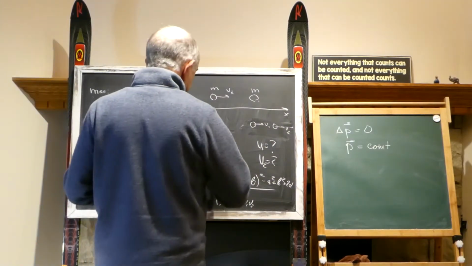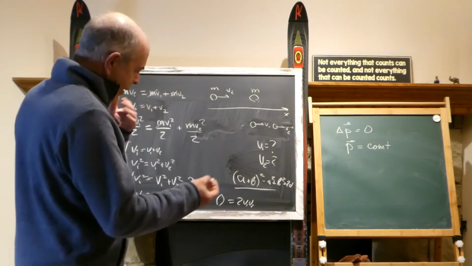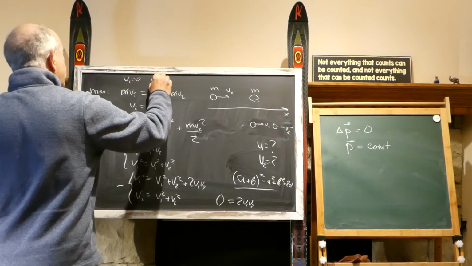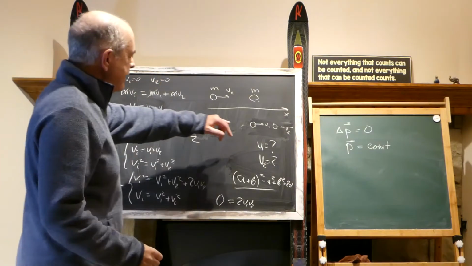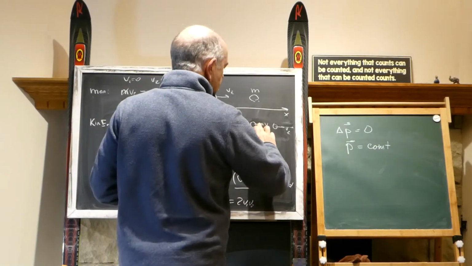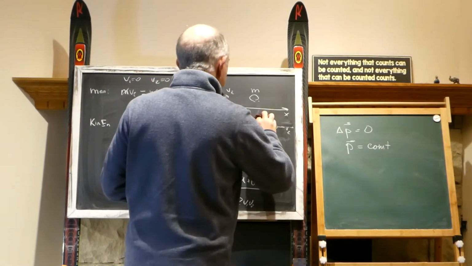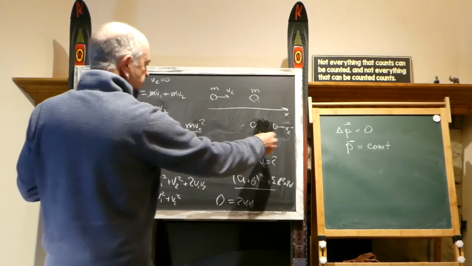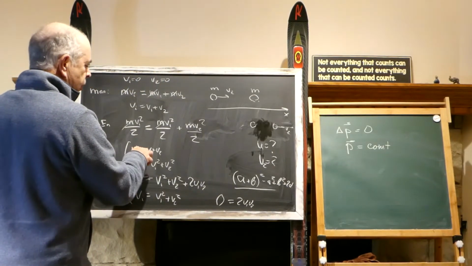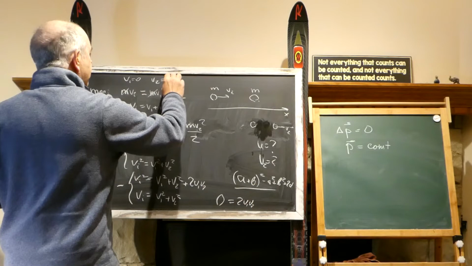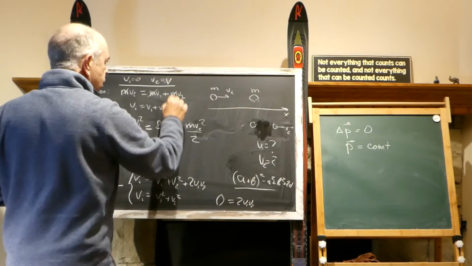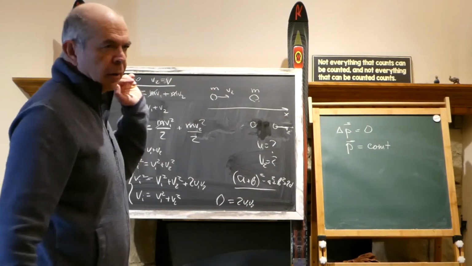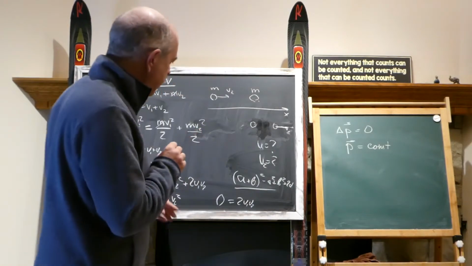And what does that mean? That means that either v1 is 0 or v2 is 0. Two options. v1 is 0 means that this body stops and this body moves. So v1 is 0, and you put v1 as 0 and you have that v2 equals v. And this is the solution. That means the second body moves with the same speed. They exchange speeds. First stops, second moves forward with the same speed.